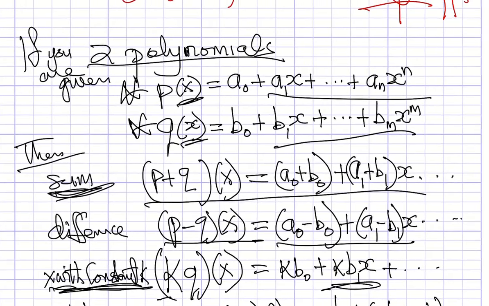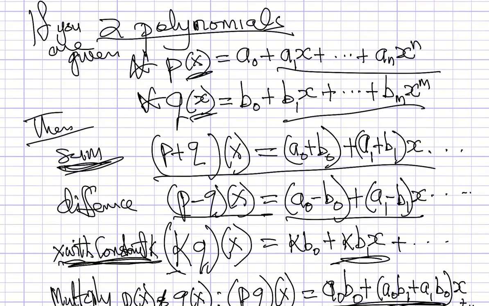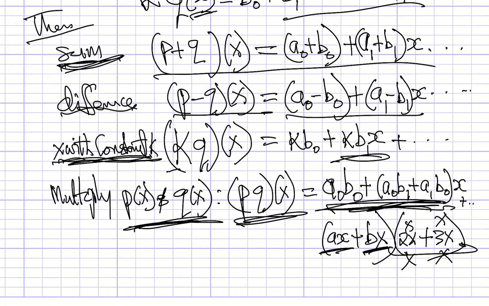So these are just general ideas of what you can do with polynomials. You can sum them. You can subtract one from another. You can multiply a polynomial with a constant. You can multiply two polynomials, okay? So I'm going to give you examples of each of this stuff.